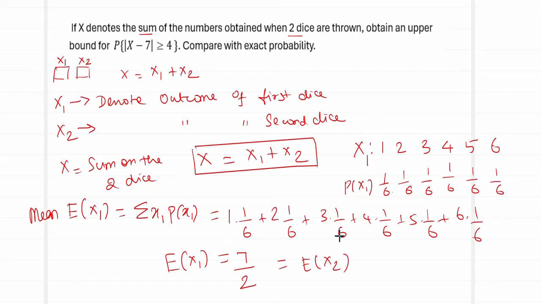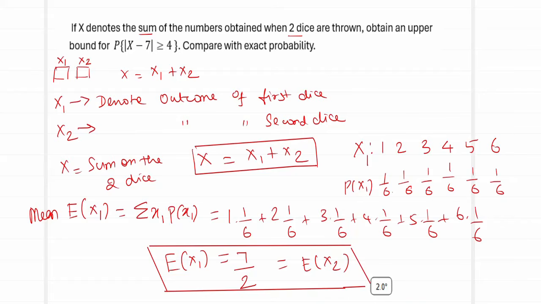So E of X1 and E of X2 have been obtained, which are the required quantities. Now what happens at the next stage? I want my variance. Variance is nothing but E of X square minus E of X the whole square. So moving on to compute the variance of X1, I will require E of X1 square minus E of X1 the whole square.